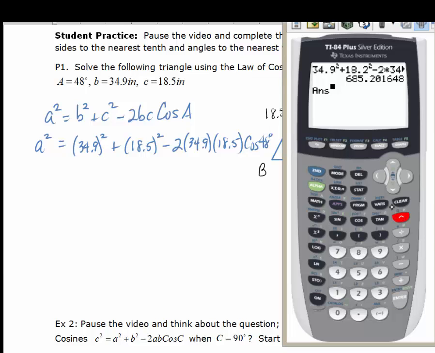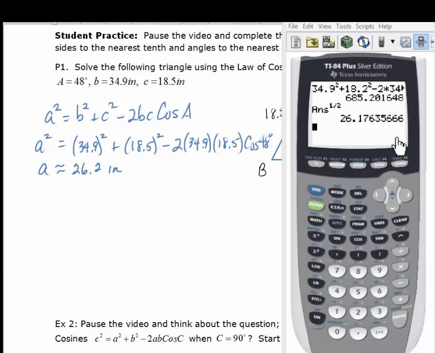So I'm going to raise that to the 1/2 power. Oops. You can raise it to the 0.5, that would work also, and we'll get the value for A. I'd also like to show you another way of evaluating this, just to show you more features on the calculator and give you a choice.